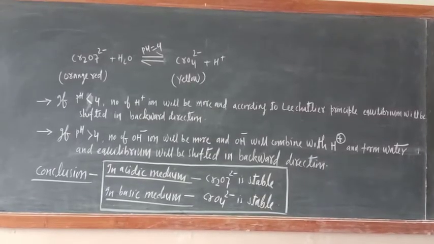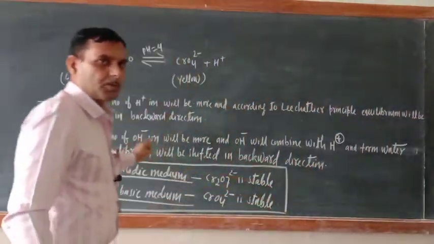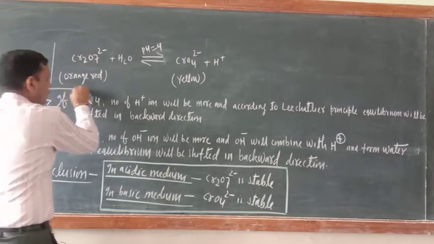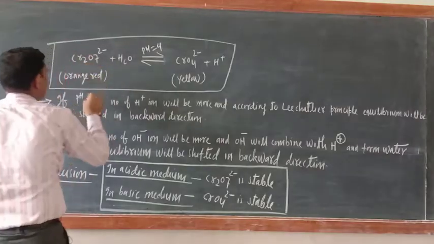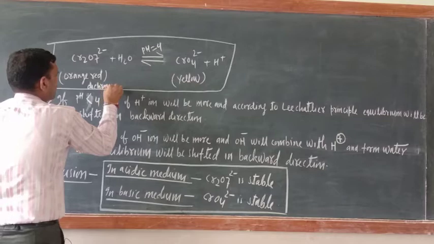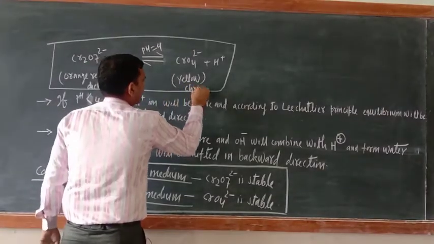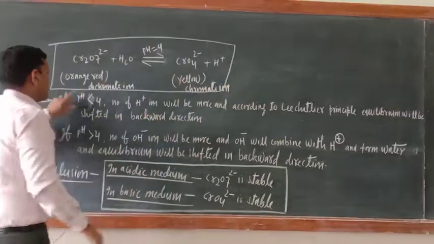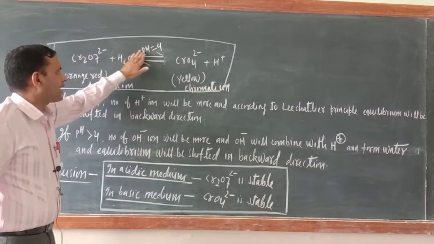So in acidic medium Cr2O7 2 negative is stable. Just see, at pH 4, dichromate and chromate ion. What is the name of this one? Dichromate ion. What is this one? Chromate ion. This is dichromate ion and this is chromate ion. They are in equilibrium at pH 4.